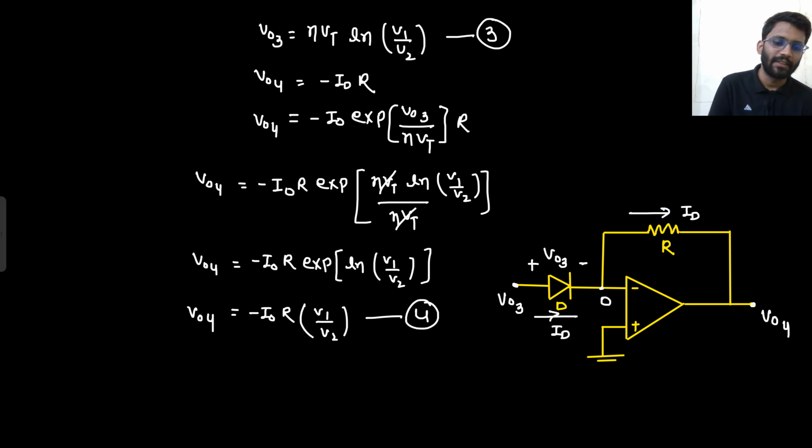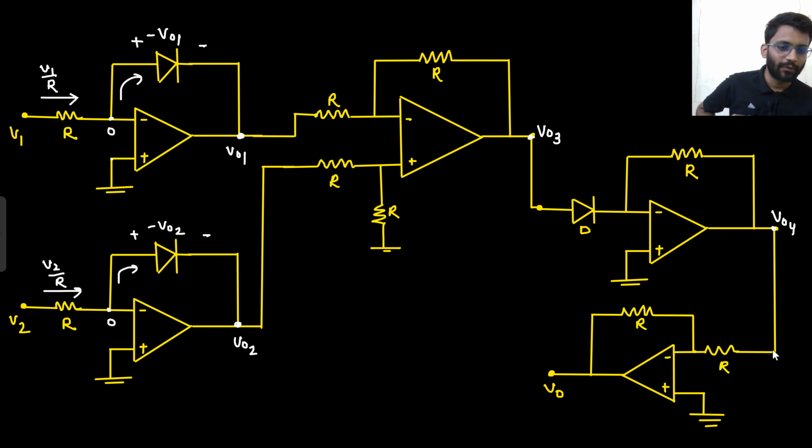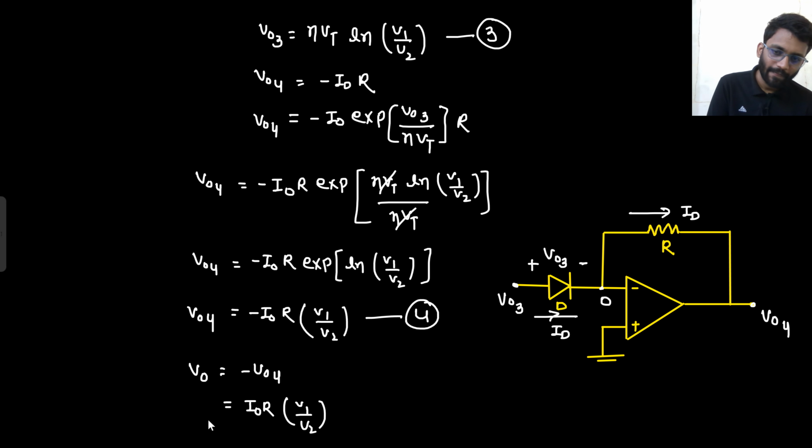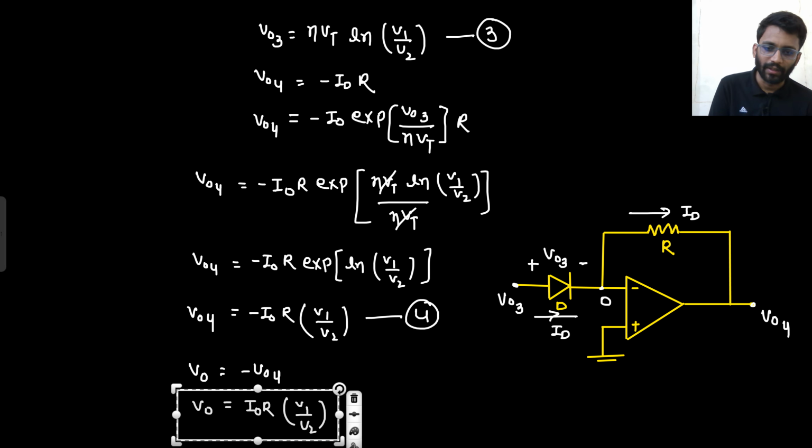And directly you can see, if this is your V naught 4, from here you can see what your V naught will be. Because this is an inverting amplifier, V naught will be minus of V naught 4. So your final V naught is minus of V naught 4, and that would be I naught into R into V1 by V2. This is your final answer, I naught into R V1 by V2.